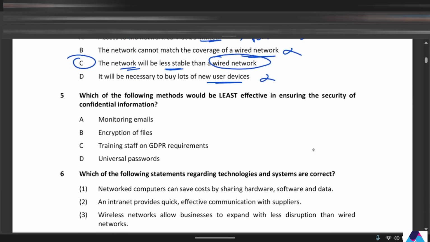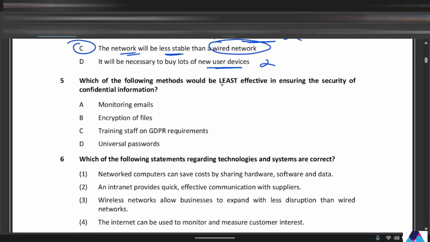Moving forward to question number 5. Which of the following methods will be least effective in ensuring the security of confidential information? Part number A says monitoring email. It says least effective, so if you are monitoring the email, then it will be effective to some extent, right? So we cannot say that this is the least effective, because this is effective.